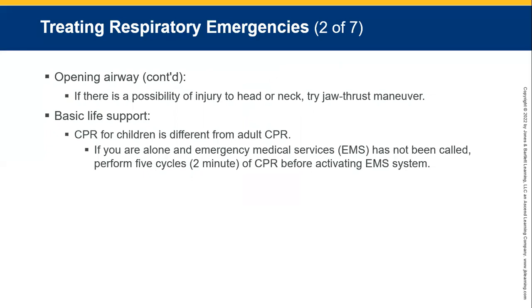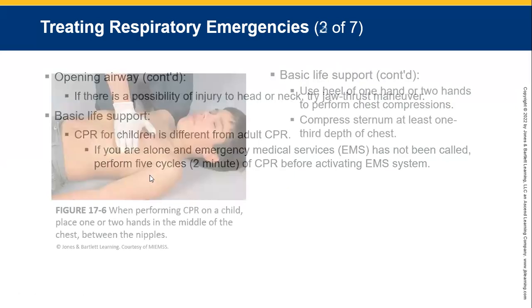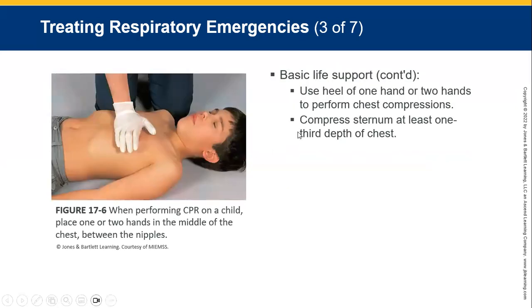CPR for children is different to adults. If you're alone and emergency medical service has not been called, perform 5 cycles, 2 minutes of CPR before activating EMS. Remember, in basic life support of a child, use one hand, center of the chest. Compressions at 100 to 120 per minute, performed in cycles of 30 compressions, 2 ventilations, ventilations 1 second each.